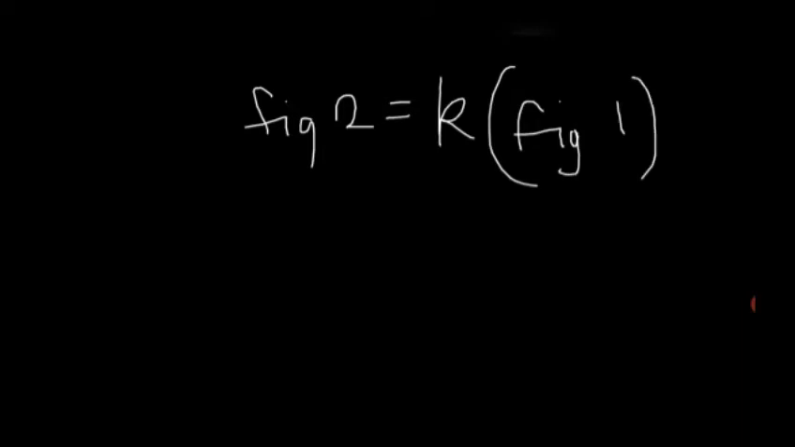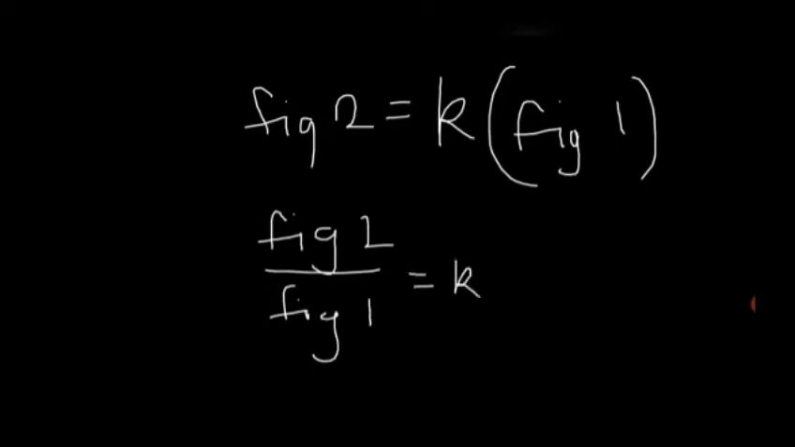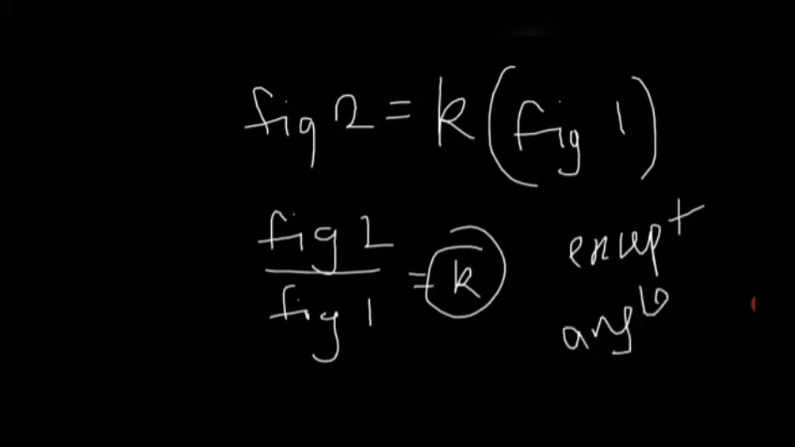What does this statement mean? It means that figure 2 by figure 1 is equal to k. Meaning all aspects of that thing, in length, breadth, height, width, everything will be in a fixed ratio, except angles. All the angles will be equal. Mind it, all the angles will be equal.